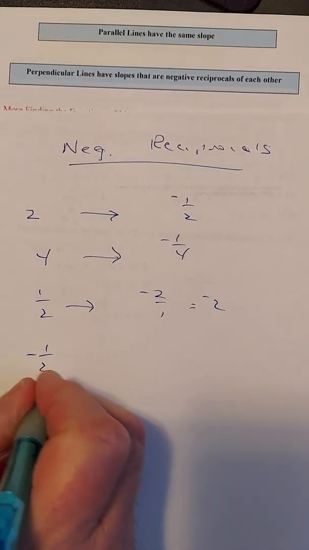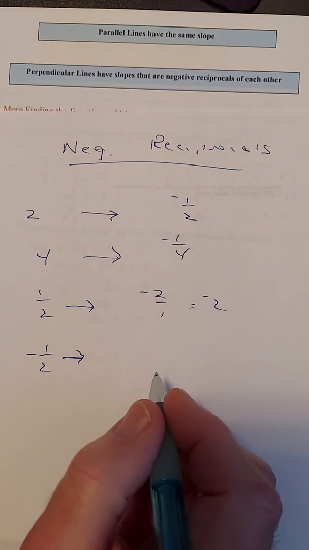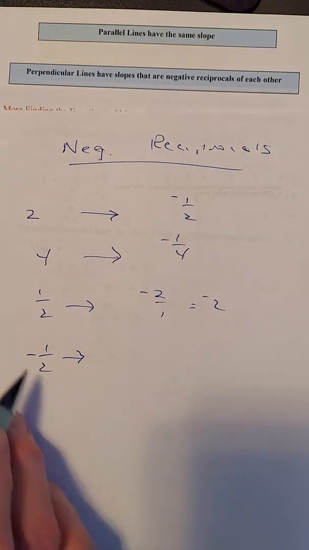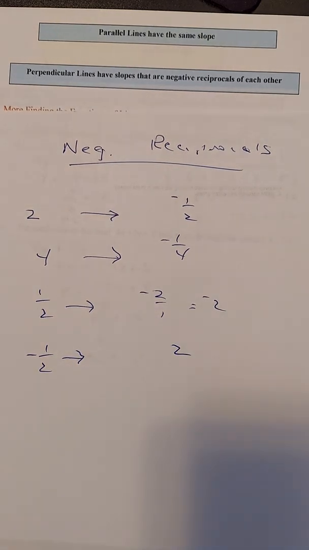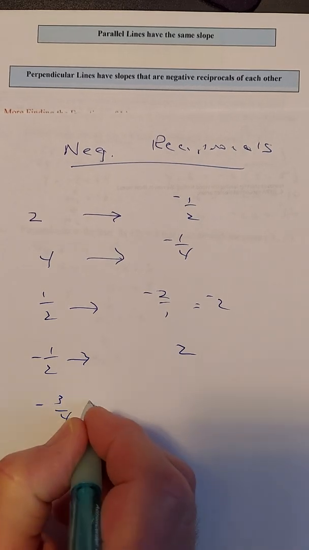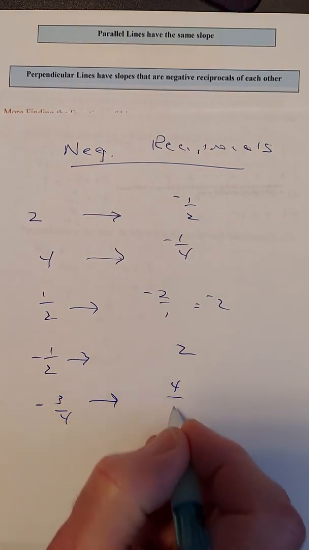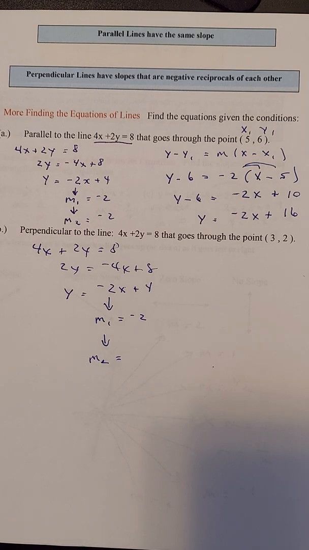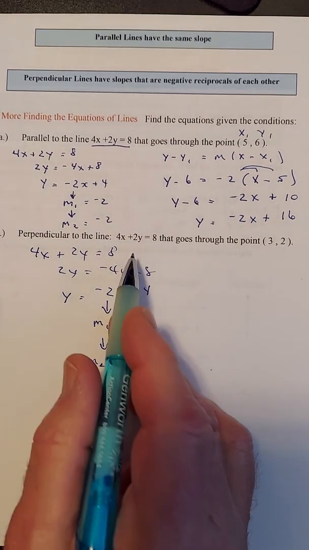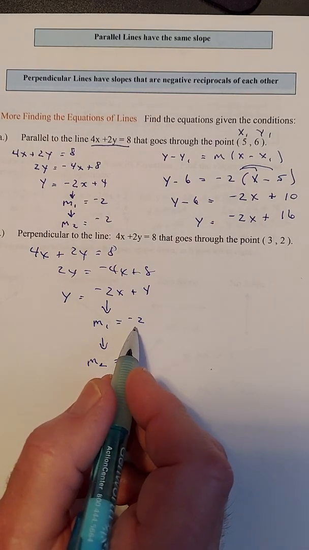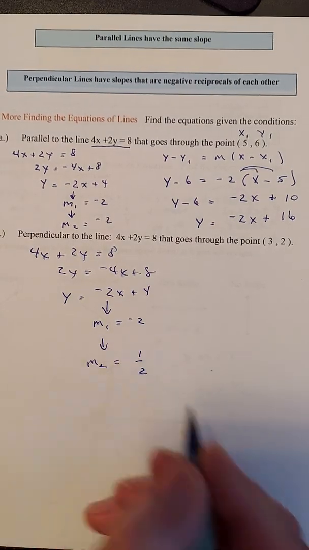If this is negative 1/2, then I'd flip that over and take the opposite. That makes it positive, so that's going to be positive 2. If this was, say, negative 3/4, I flip it over and take the opposite, and that becomes 4/3. So that's what they're talking about with negative reciprocals. Okay, so back to the problem. So I did all this, and I found the first slope to be negative 2. So the negative reciprocal of negative 2 is going to be positive 1/2.